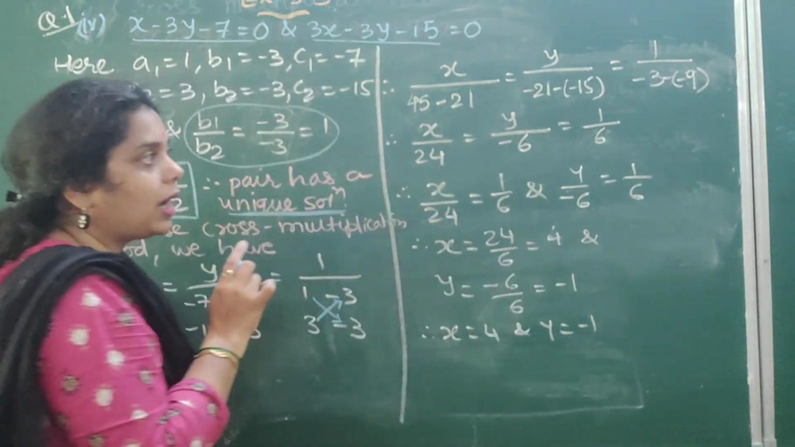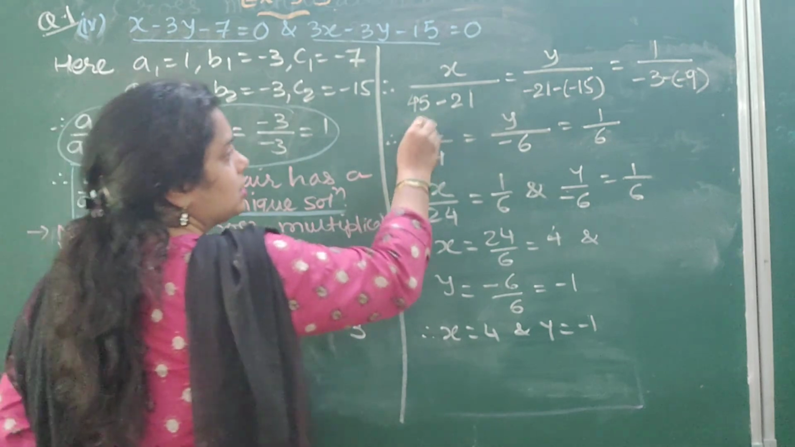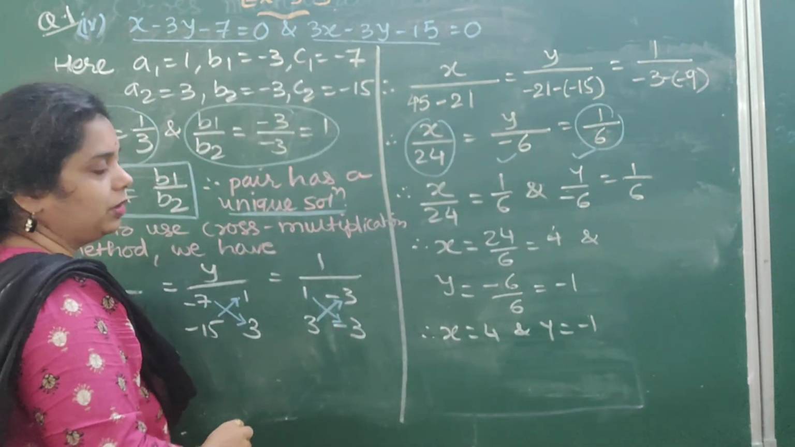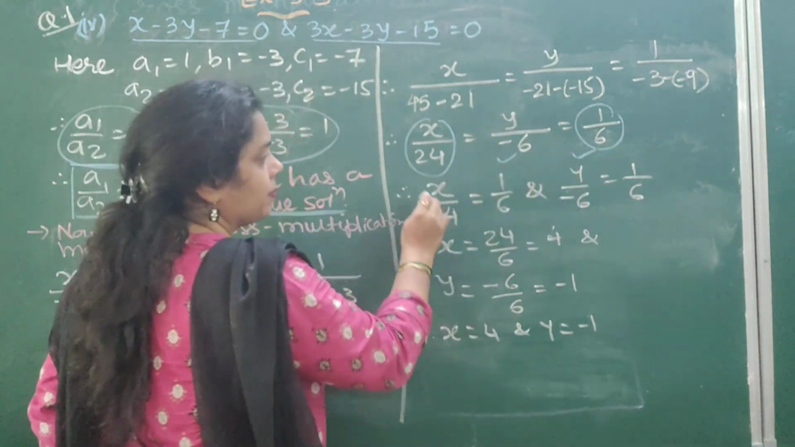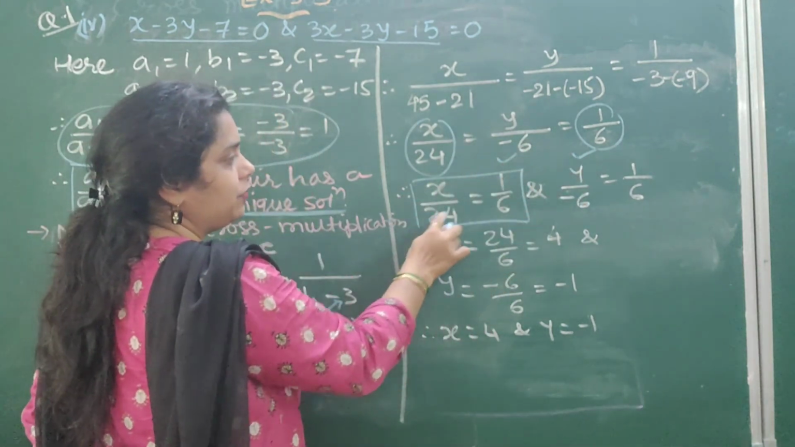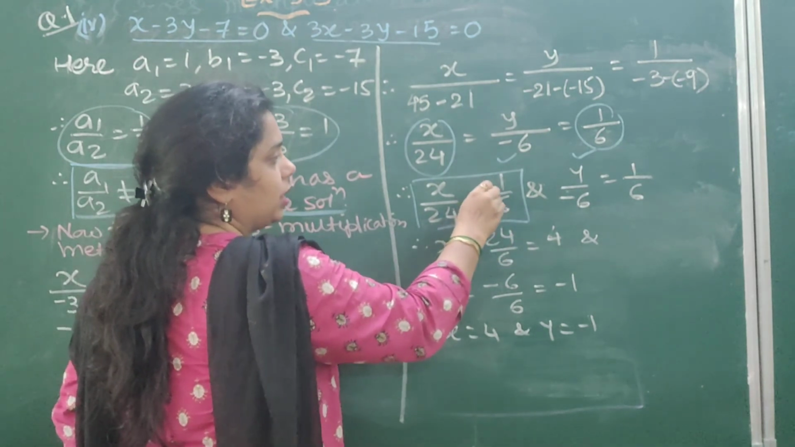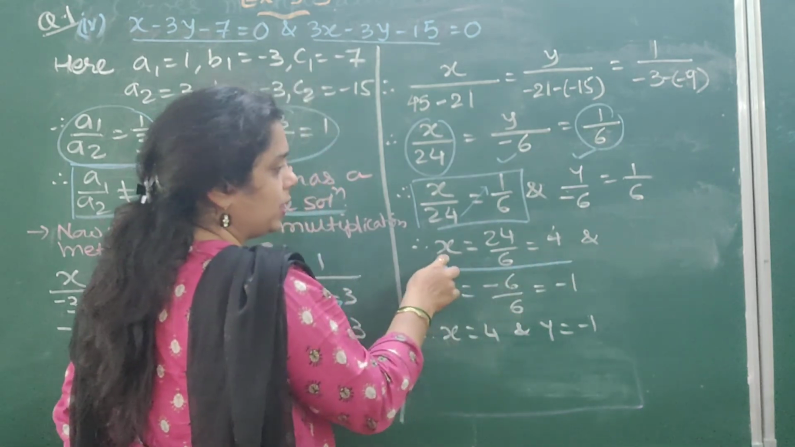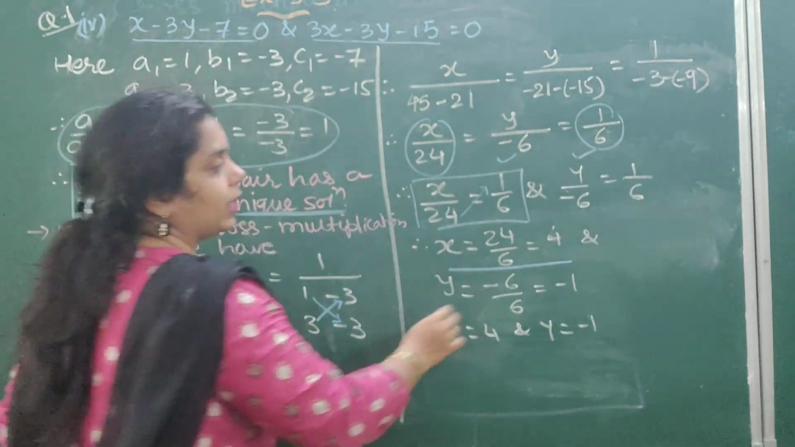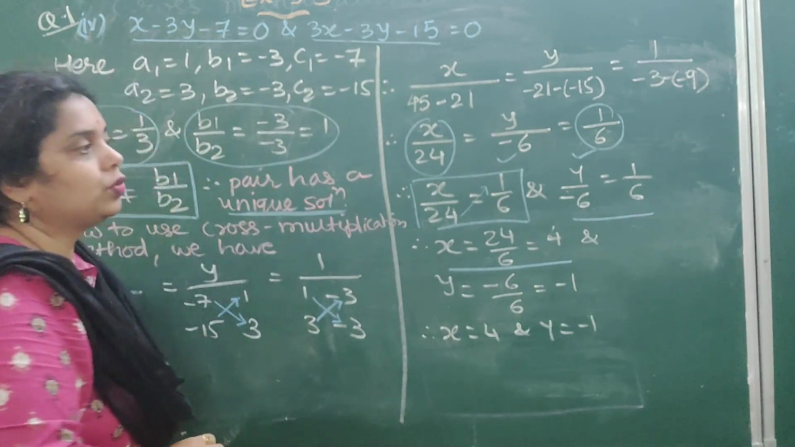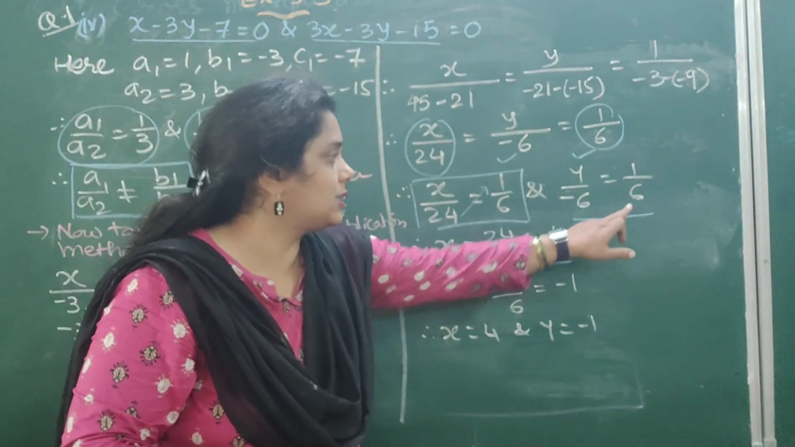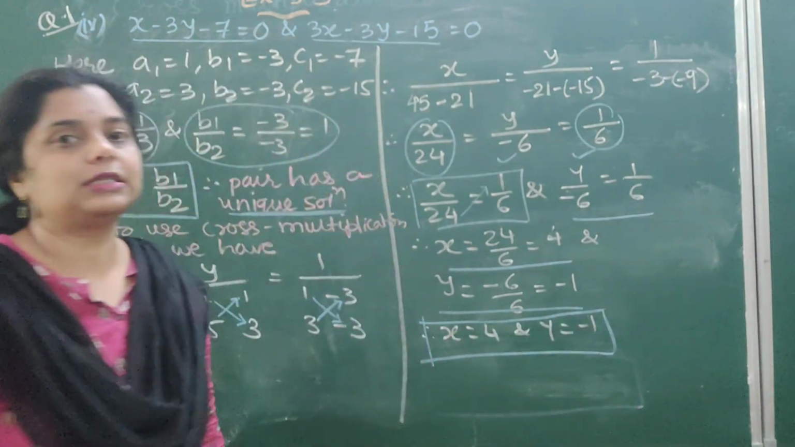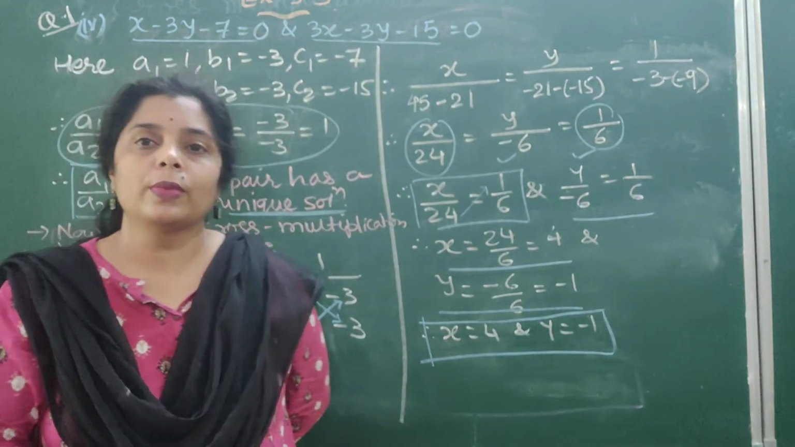Now the last stage is to compare the first and third terms, and the second and third terms. If we compare first and third, we get x by 24 is equal to 1 by 6. Again cross multiply, so 24 by 6 is equal to 4. So the value of x is equal to 4. And we compare second and third. So y is equal to -6 by 6. So y is equal to -1. So this way we get x is equal to 4 and y is equal to -1.